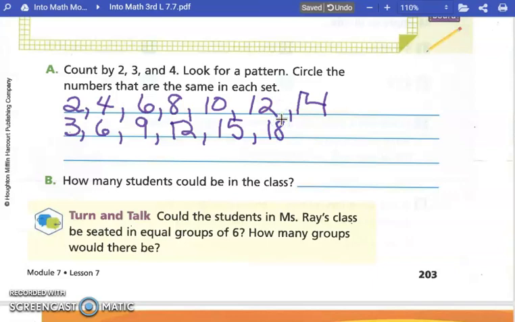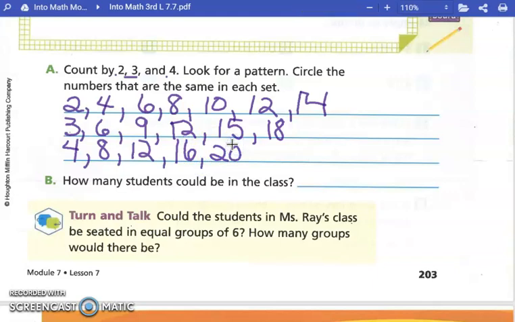We did our 2s, we did our 3s, now we're going to do our 4s. 4. What's next? 8, 12. What's after 12? 16 and 20.